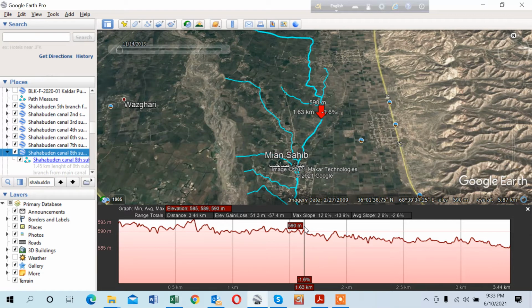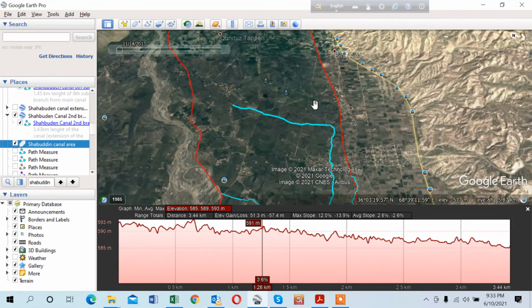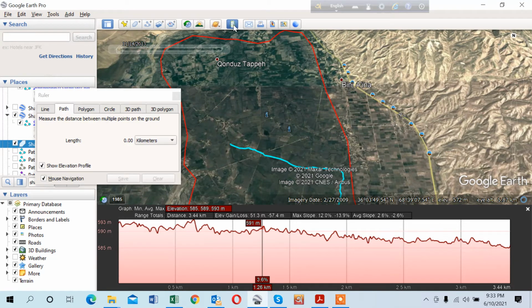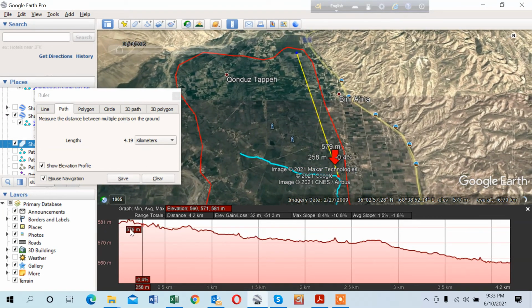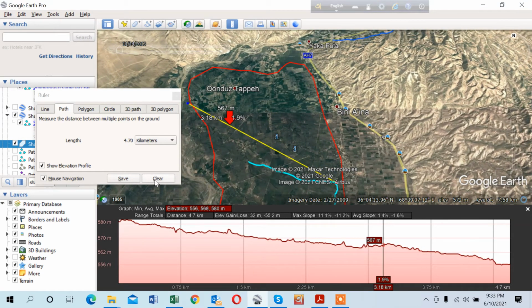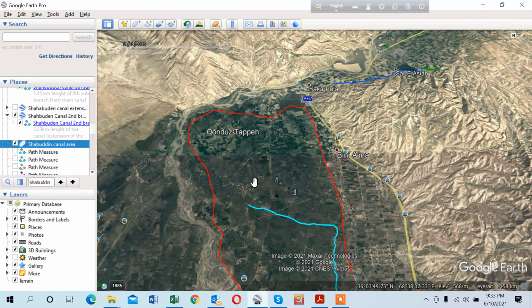This way, you have to manage the irrigation system so that the whole command area is irrigated. You have the Shahabuddin Canal command area. I have already marked it. The command area is up to here. If you see the path, you will see that this area is irrigated. This area is irrigated. This area is irrigated. This area I have shown you. So this is the way that we make some irrigation planning for the whole area.